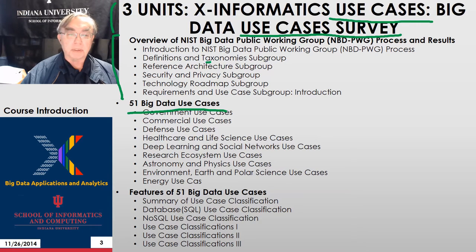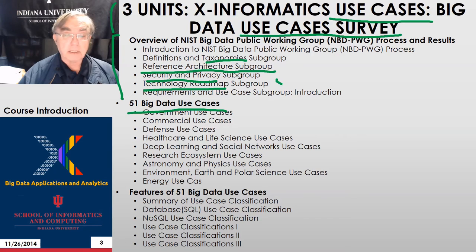There were various working groups: definitions and taxonomies, in particular, that defined what big data was, and we'll discuss that. The so-called reference architecture, which describes the setup of computing subsystems. A very effective group on security and privacy, and a somewhat difficult group because it was dealing with the future, the technology roadmap, and that one had trouble because it had to do with the future when even the current situation was still being defined.